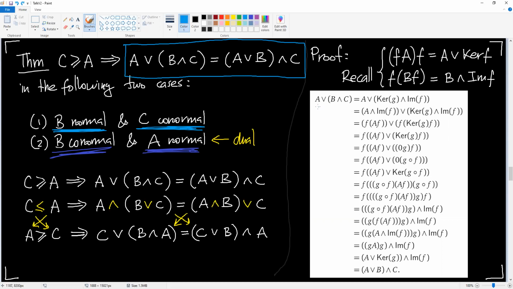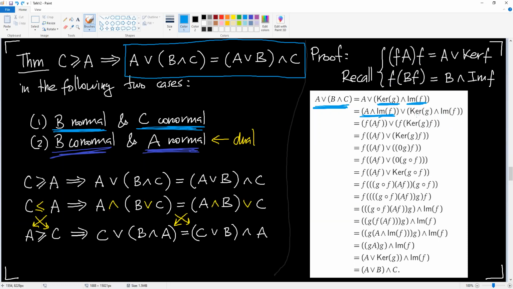So we start with A join B meet C, and with the assumption that B is normal and C is conormal, B will be expressible as kernel of some G and C will be image of some F. Then we notice that because C is bigger or equal to A, in fact, A is equal to A meet C. And so we can replace A with that. Okay, now after that, recall these are the join and the meet formulas we gave in the definition of Noetherian form.